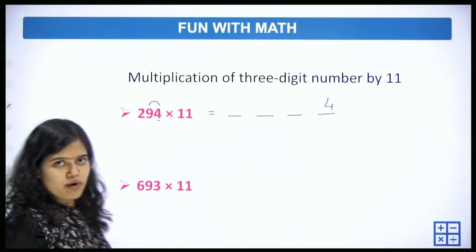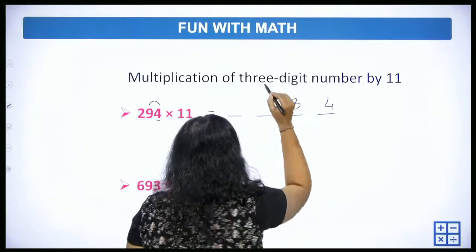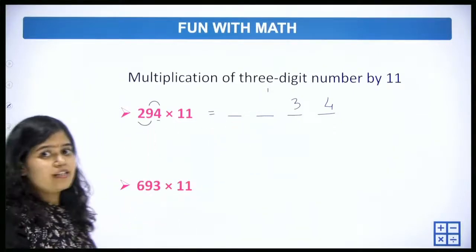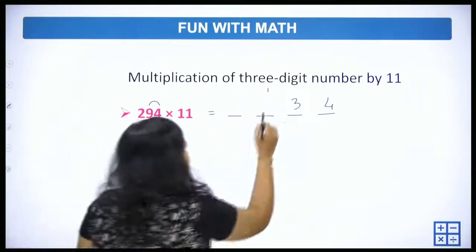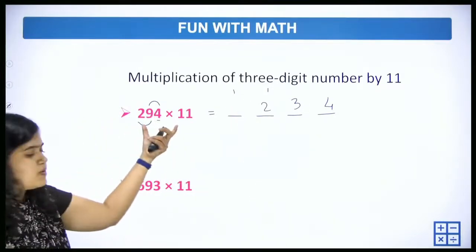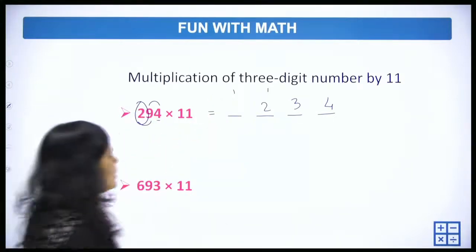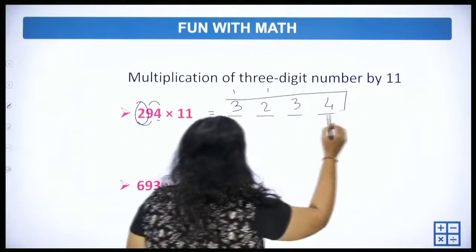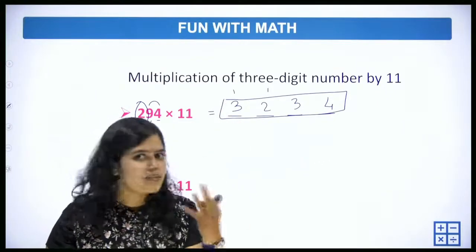Now the tens place, the same pattern is followed. 9 plus 4. And what is 9 plus 4? 13. So 3 here, 1 carried. Next, the hundreds place is 2 plus 9. 2 plus 9 is 11 and we already have 1. So this becomes 12. So 2 here and 1 carried. Then coming to the thousands place, 2. What is the last digit? 2. And we already have 1. So 2 plus 1, 3. So the solution is 3, 2, 3, 4. Clear? This is how you will multiply 3-digit numbers also.